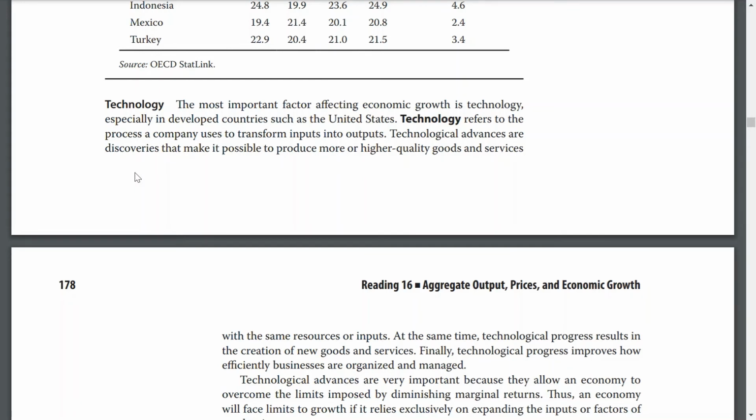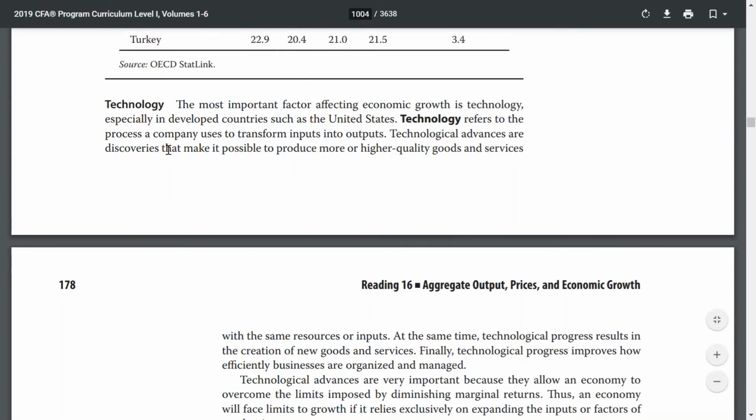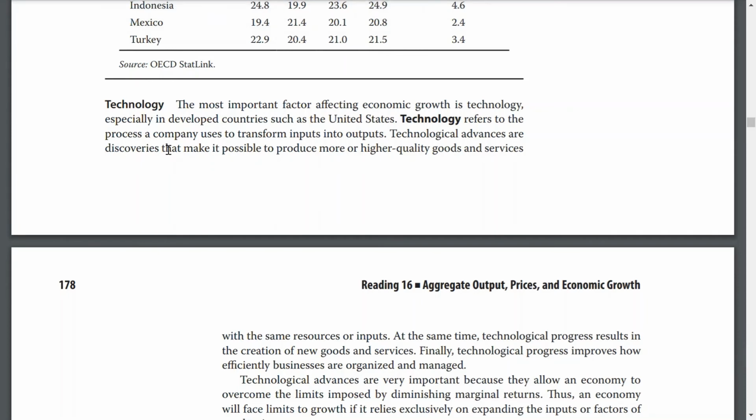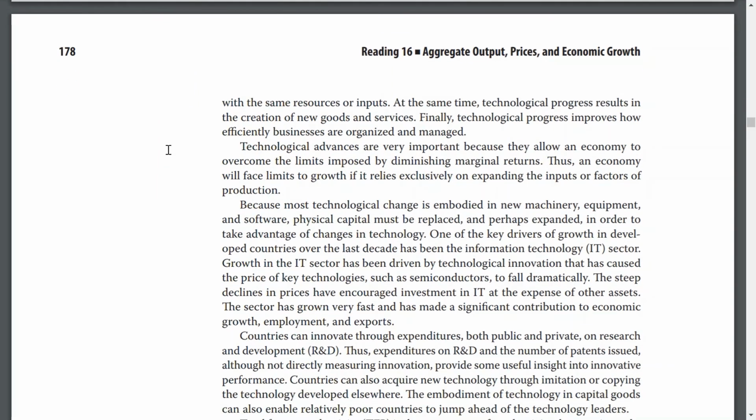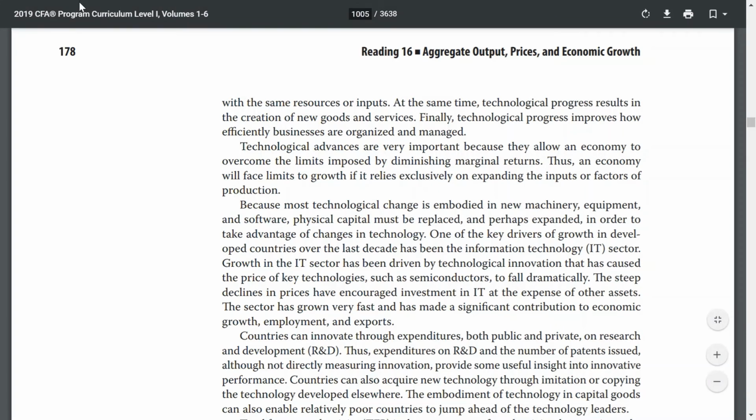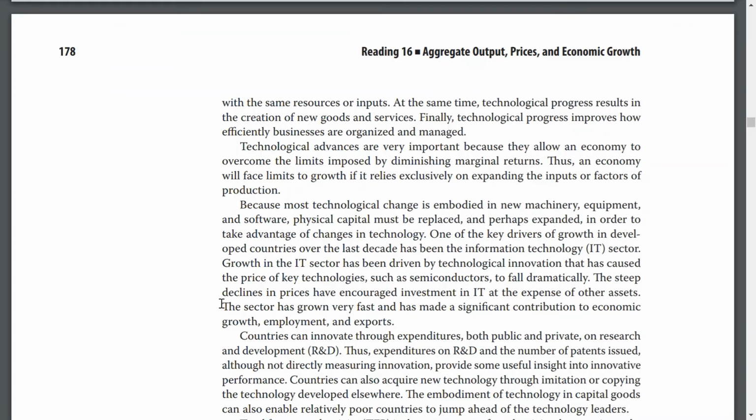Technology: the most important factor affecting economic growth is technology, especially in developed countries such as the United States. Technology refers to the process a company uses to transform inputs into outputs. Technological advances are discoveries that make it possible to produce more or higher quality goods and services with the same resource inputs. At times, technological progress results in the creation of new goods and services. Finally, technology improves how efficiently businesses are organized and managed.